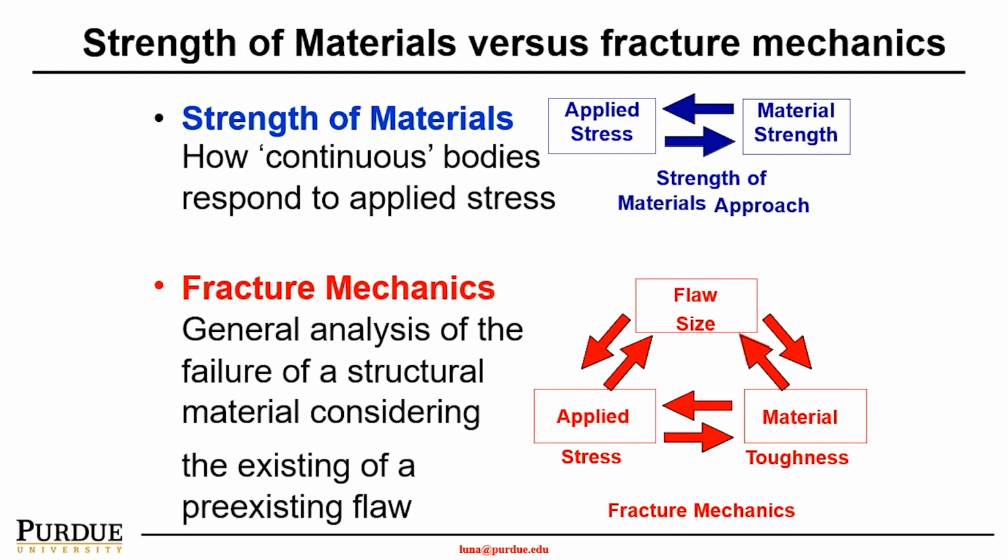So what is the difference between fracture mechanics and the strength of the material? In lectures 1 and 2 this week, we talked about the strength of the material. In that lecture, we discussed how a continuous body responds to applied stress. So we consider every material to be perfect. There are no defects. There are no voids. Therefore, we use applied stress to determine material strength. As we talk about sigma F, it's your strength F, the material strength at failure.